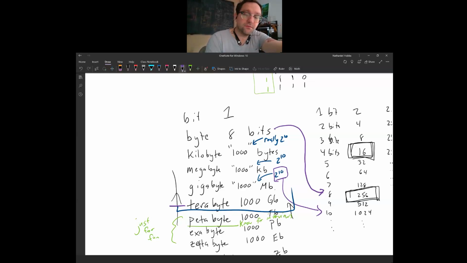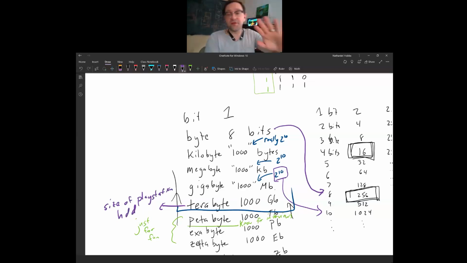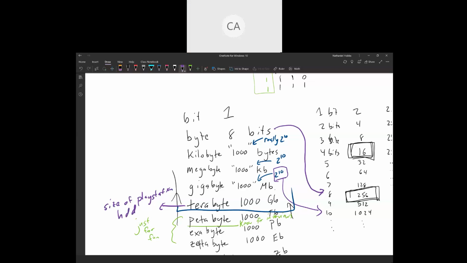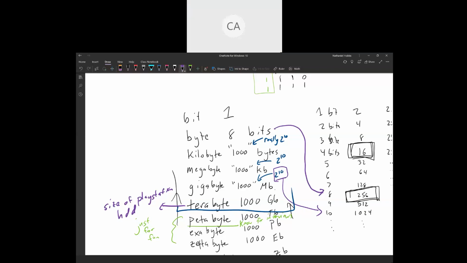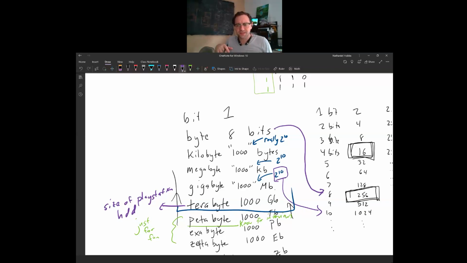Okay, so good. Size of PlayStation hard drive. By the way, HDD is just hard drive. It's just shorthand for it. Okay, good. So that's the amount of storage space available on something like a PlayStation. Probably an Xbox is in the same range. Okay, very good.